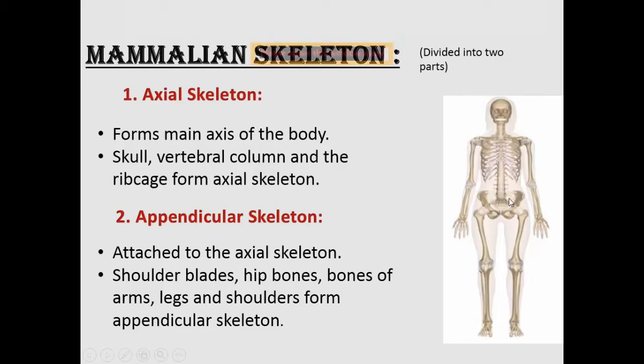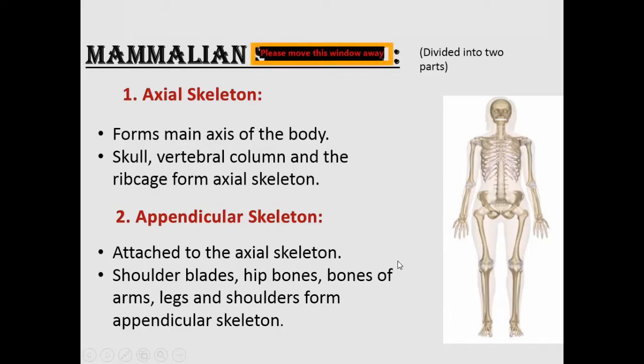Here the place is the hip bones, and bones of arms, right and left arms, and the shoulders, and I have missed the legs also. So these form the appendicular skeleton. The appendicular skeleton is attached to the axial skeleton, and it has the shoulder blades and hip bones: the hip bone, bones of the arms, right and left arm, bones of the legs, right and left leg, and the complete shoulder region. So it forms the appendicular skeleton.